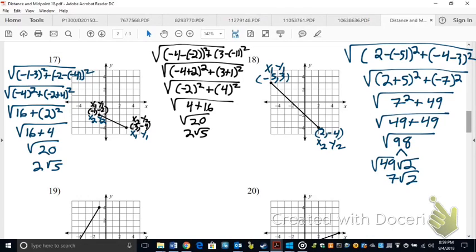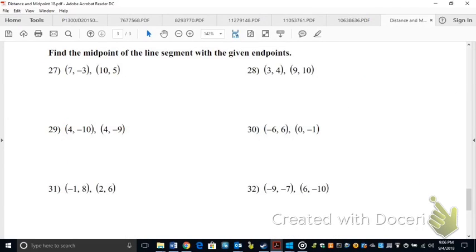And moving on. So this is the midpoint of the line segment with the given endpoints. So what we're going to do is we're going to look. Now, if you look in your book, this is what you're going to see as your midpoint formula. You're going to see x1 plus x2 over 2, y1 plus y2 over 2. So you're taking the average of the x's and the average of the y's.